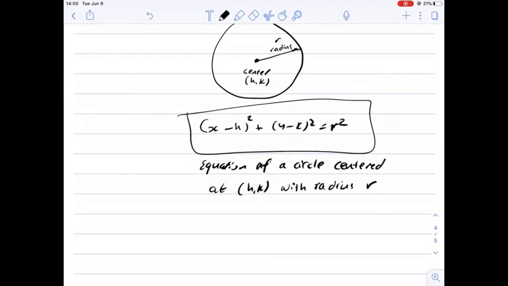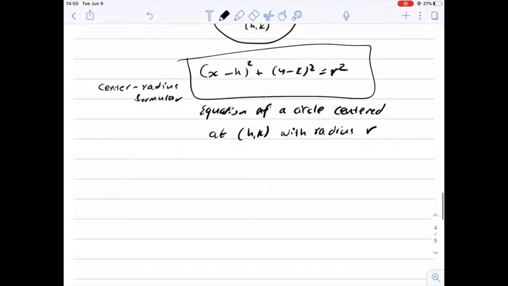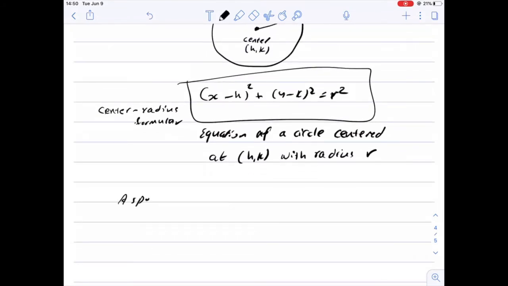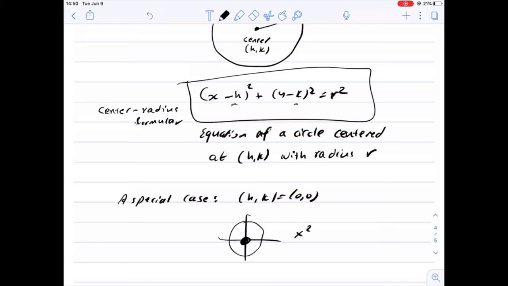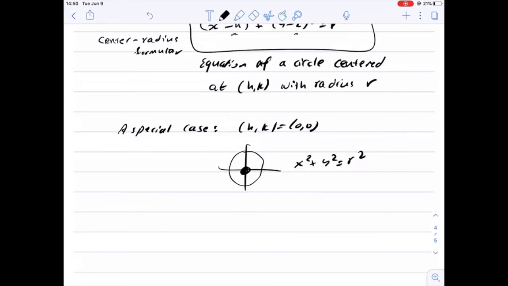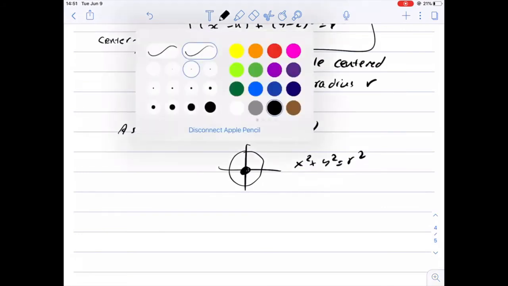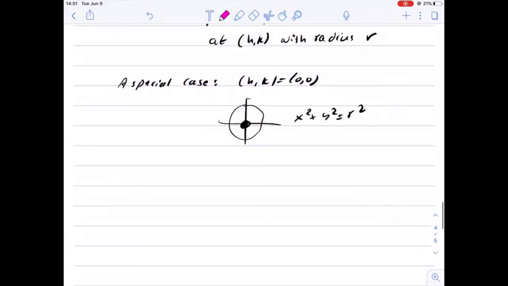Now this formula is called the center-radius formula for the circle, for the equation of the circle. Now a special case is when the center h, k is 0, 0. If it's centered at 0, then we have h is 0, k is 0. The equation becomes x squared plus y squared equals r squared. And this is sometimes called the equation of the circle in the standard form or the standard case.